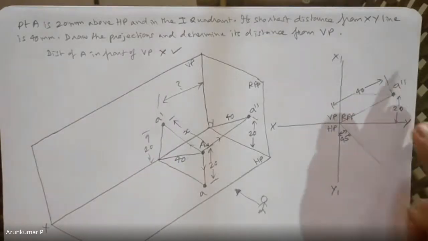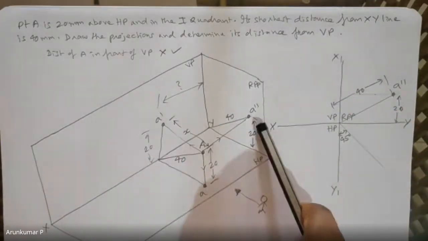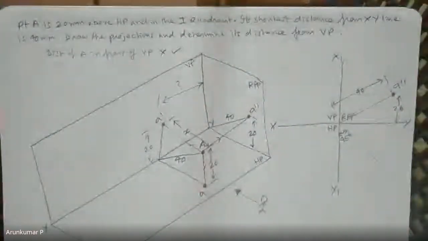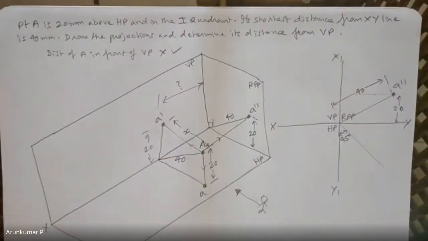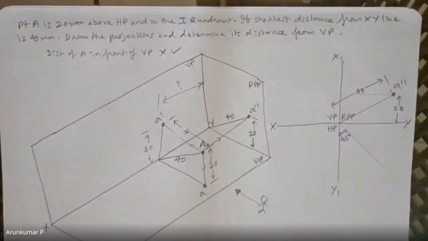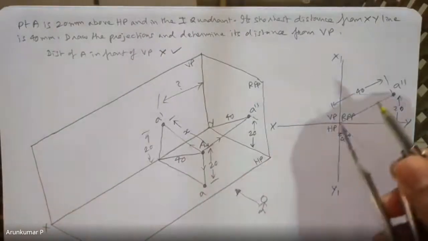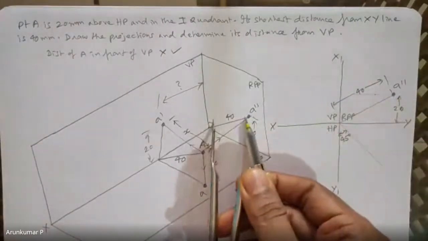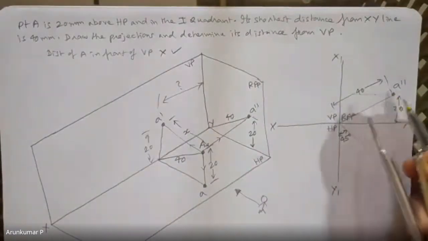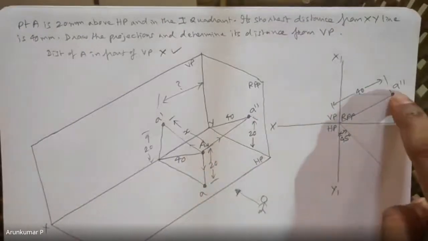Is this correct or is this wrong? You check this 3D, you check this 2D. Are they same or are they different? I hope you understood how to get this. You have to measure 40 with your rounder, and then you come here and intersect with the 20 line. So that point will be A double dash.